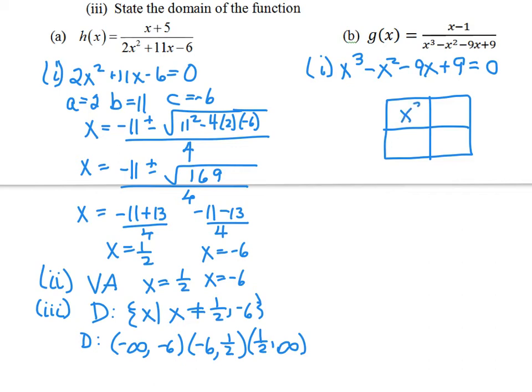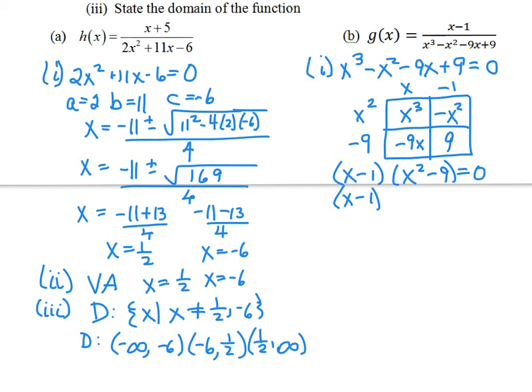So putting it into my box, I've got x cubed minus x squared minus 9x plus 9. In my top row, I've got a common factor of x squared. Bottom row, negative 9. First column x, second column negative 1. So what this then tells me is that I can factor this into x minus 1 times x squared minus 9 equals 0. Go ahead and factor the x squared minus 9. So that's going to be x plus 3 times x minus 3.